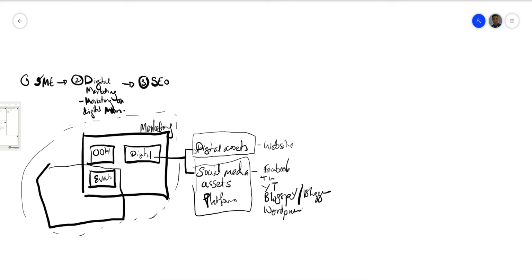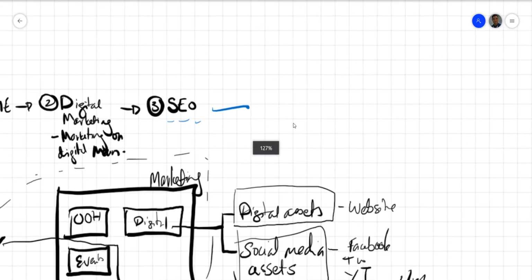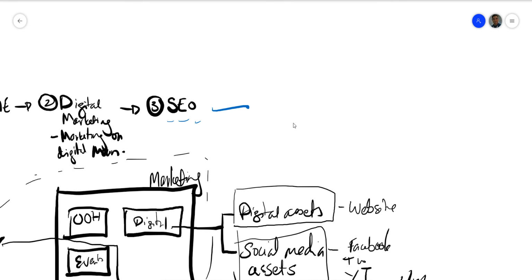But often when we're talking about digital assets, we cannot not talk about this. People will always bring up this idea of SEO. And what does it stand for? Let me bring that into focus right now. SEO is the abbreviation for search engine optimization. So that is search engine optimization.